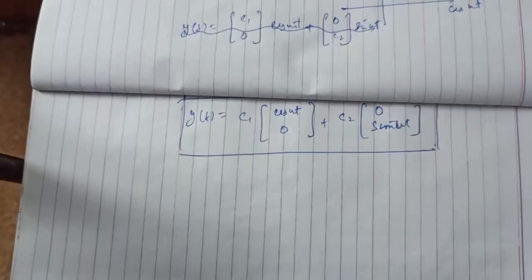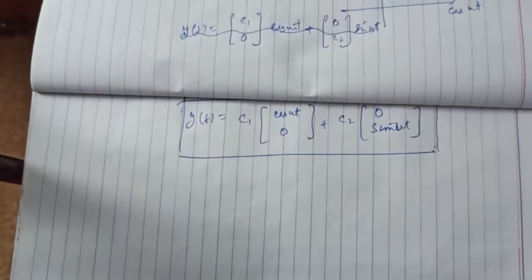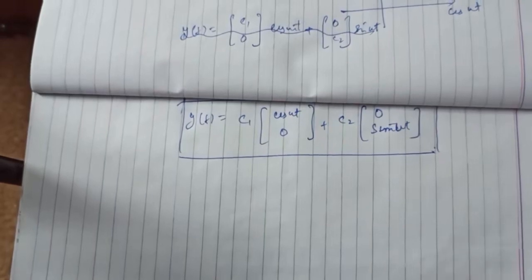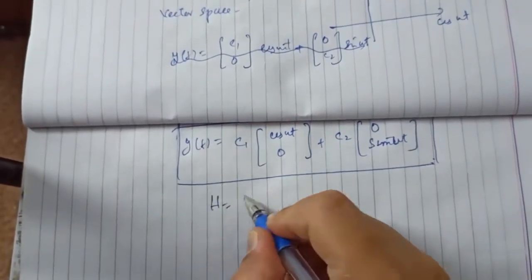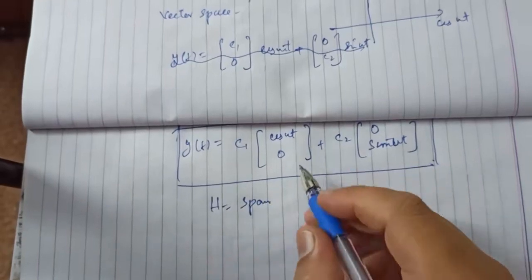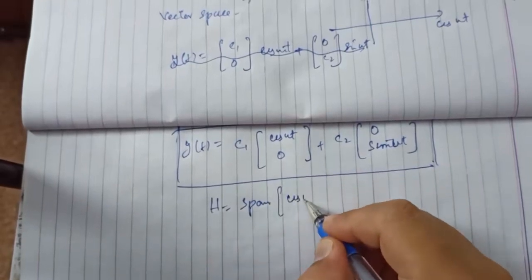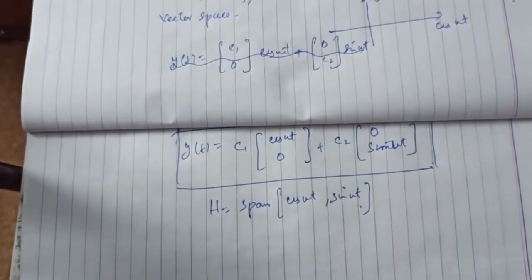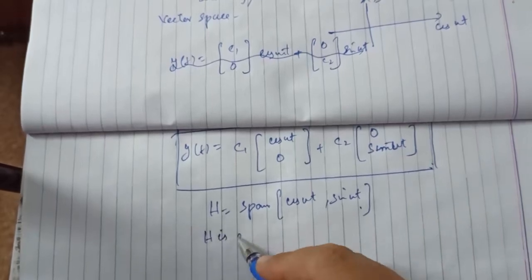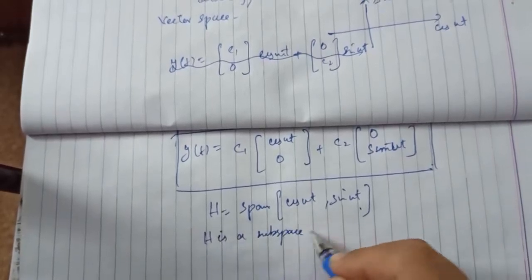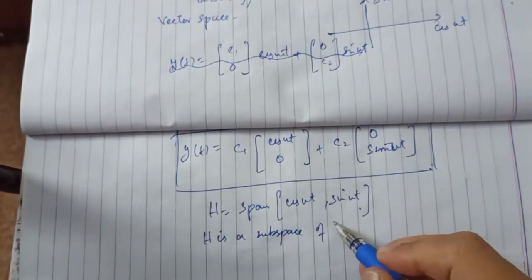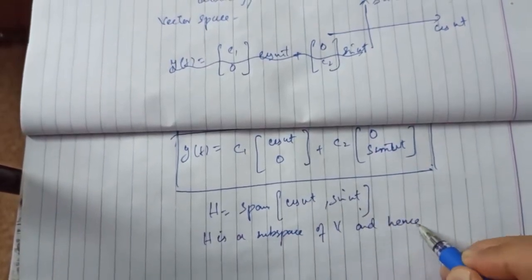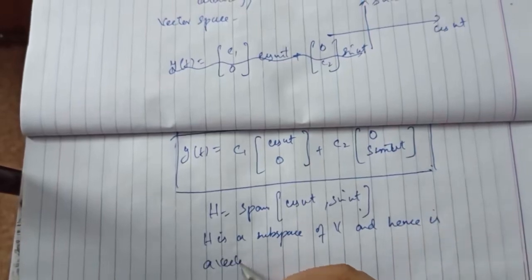Okay, so it means now the vectors, you can write this vector space H as nothing but the span of cos of omega t and sine of omega t. Okay, now H is a subspace of V, and hence is a vector space.